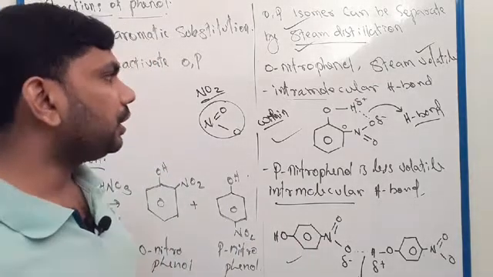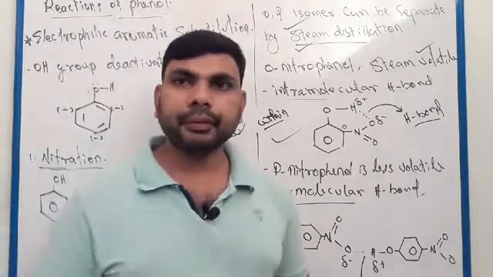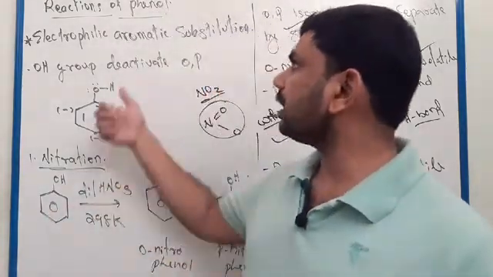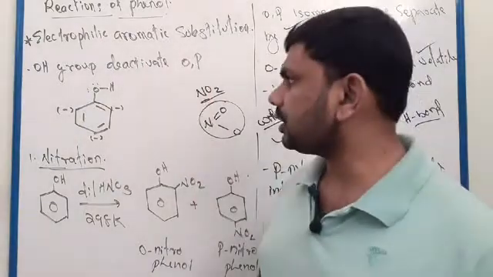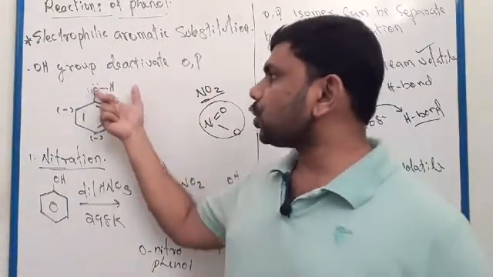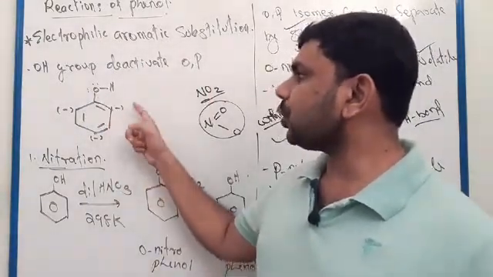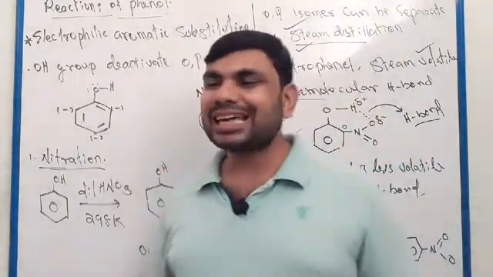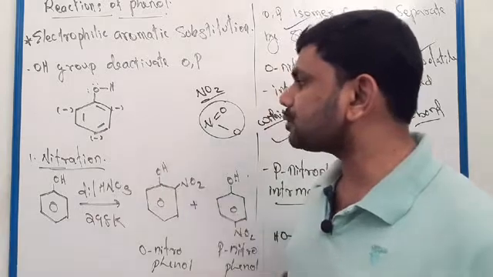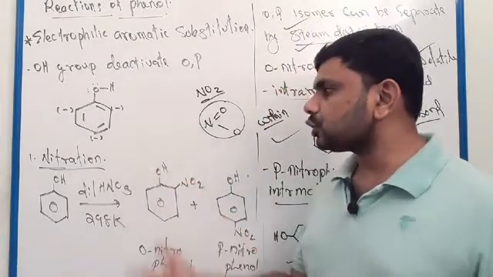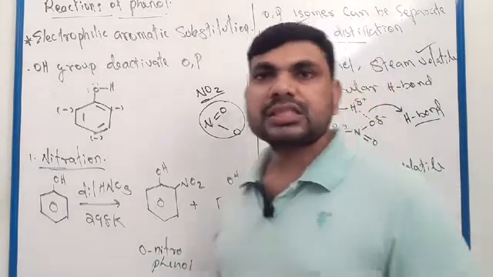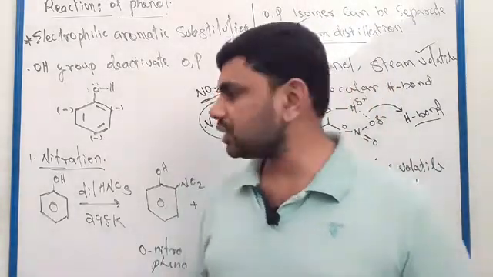Here we are talking about electrophilic substitution reaction. This OH activates the ortho and para positions, so most of the substitution takes place at the ortho and para positions. The first substitution reaction we discuss is nitration.